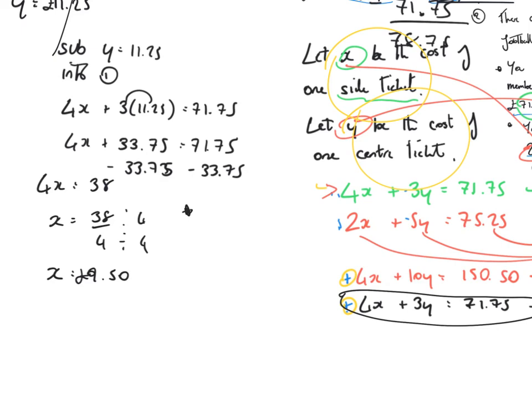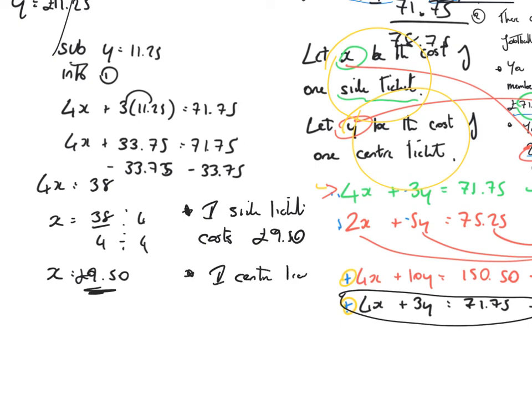So one side ticket costs £9.50. One centre ticket costs, it's a lot more expensive, well, slightly more expensive, £11.25. Final answer.